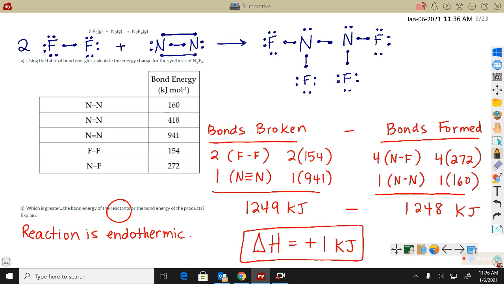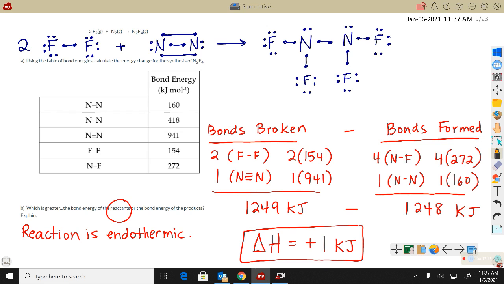And then finally, we hit the free response. Everybody had the same first part to the free response. You had a reaction with fluorine and nitrogen, and we wanted to calculate the energy change for the synthesis of N2F4. And so they gave you all kinds of different bond energies.